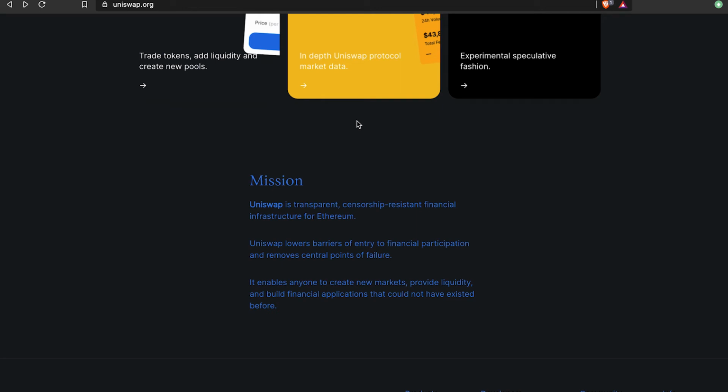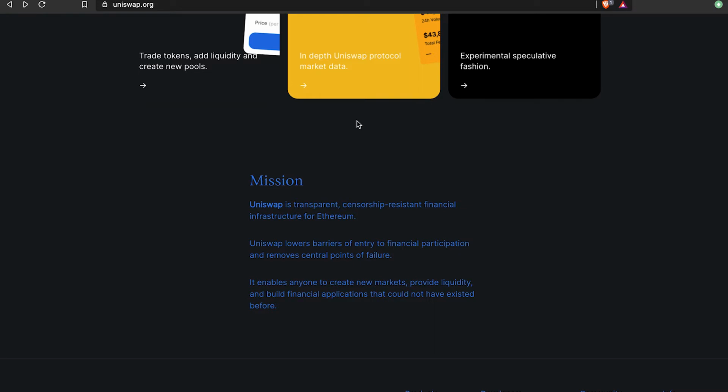I think that's pretty self-explanatory, but there is a bit more information in their mission down here. Uniswap is a transparent, censorship-resistant financial infrastructure for Ethereum. So you can see that they are building new infrastructures. Blockchains enable the building of new infrastructures. And actually they are new infrastructures themselves. And as discussed in the previous lesson, a blockchain is distributed and decentralized. So again, here Uniswap lowers barriers of entry to financial participation and removes central points of failure.